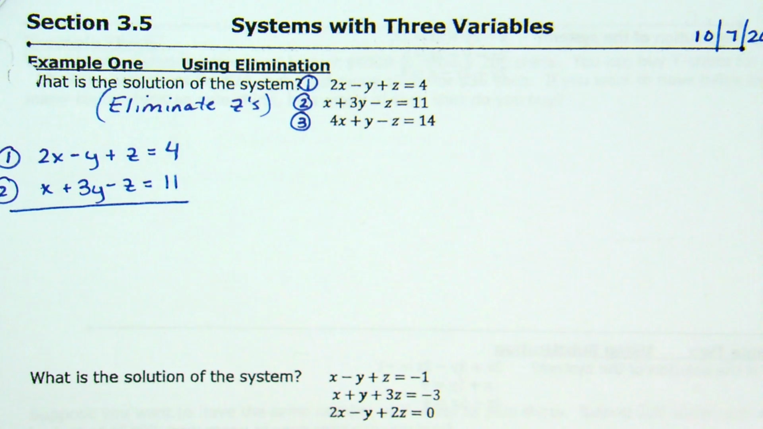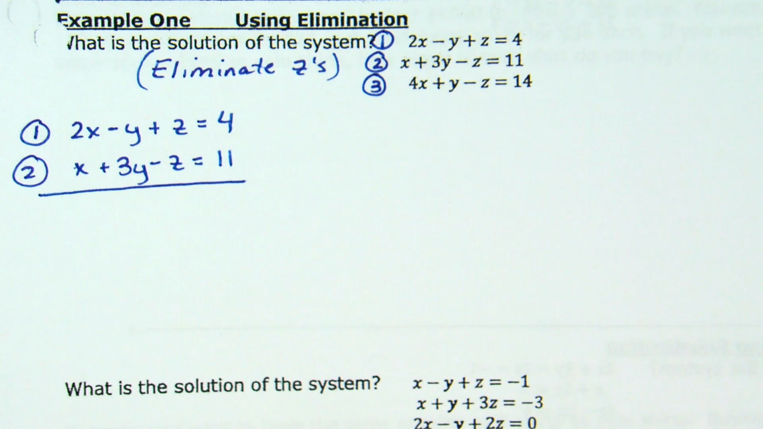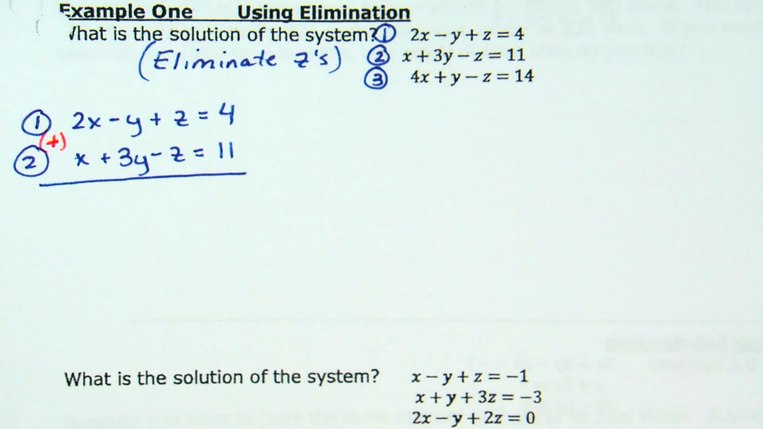Since I'm already set to eliminate, I don't need to multiply, right? Because I've already got plus z and minus z. Since these are opposite signs, realize what are we doing with our equations? We're going to add them, right? 2x plus x, 3x. You know where my brain was going, don't you?